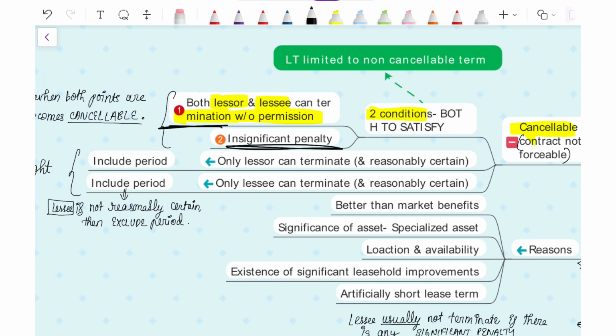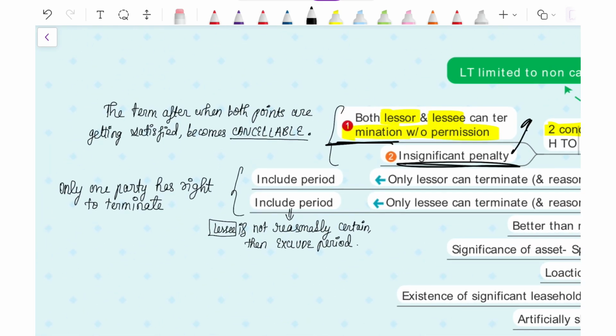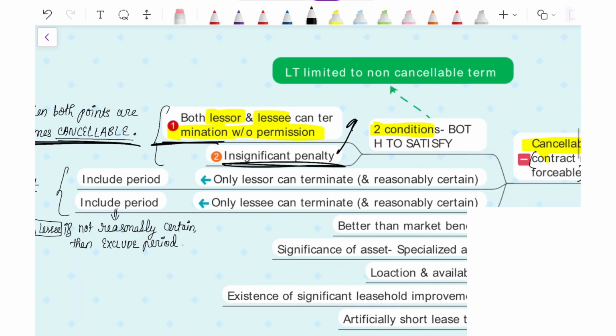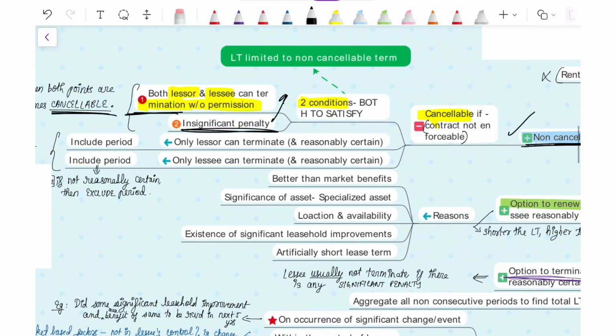Why are they talking about insignificant penalty here? It is because if there is a significant penalty, what might happen is the lessor and lessee might think twice whether they want to terminate it or not, and they can extend the period. But if it is an insignificant penalty, if they wish, they will cancel it then and there. Correct? So if both these conditions are being fulfilled, then that becomes a cancelable period. The period where both these conditions are getting fulfilled will become a cancelable period.